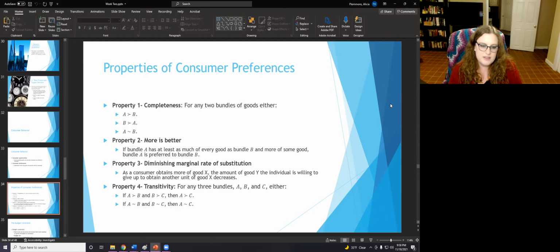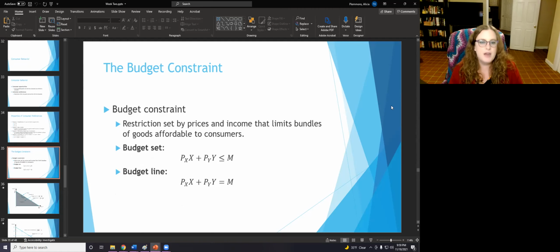All right, then transitivity, that's the idea that if you prefer A to B and you prefer B to C, then you have to prefer A to C. It's just the idea that we have some sort of logical preference list, right? Then we got into the budget constraints.